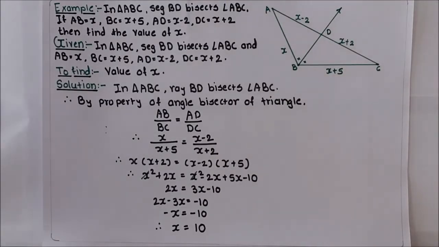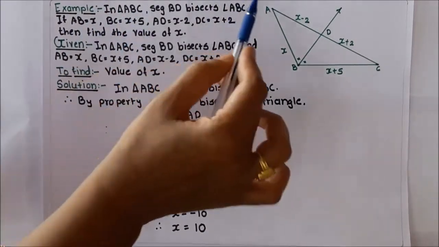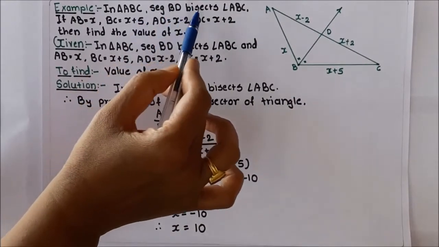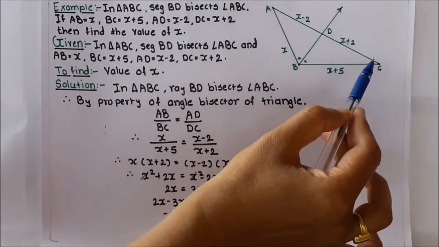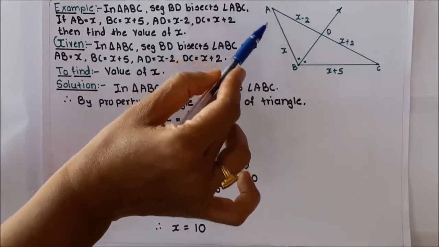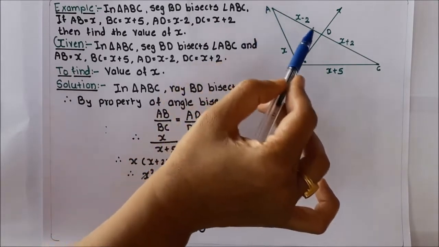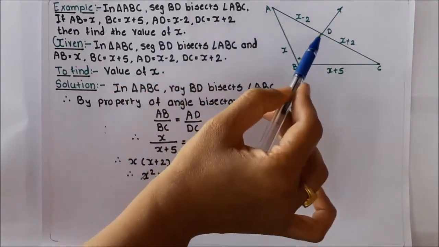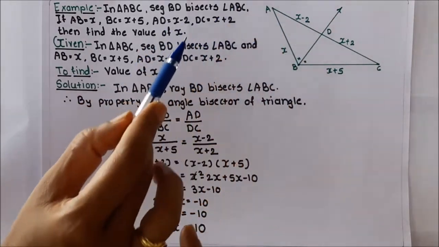Okay students, now we will solve one example depending upon the property of an angle bisector of a triangle. Now you can see this example, we will read it first. In triangle ABC, seg BD bisects angle ABC, and it is given AB is equal to x, BC is equal to x plus 5, AD is equal to x minus 2, and DC is equal to x plus 2. Here we have to find the value of x.